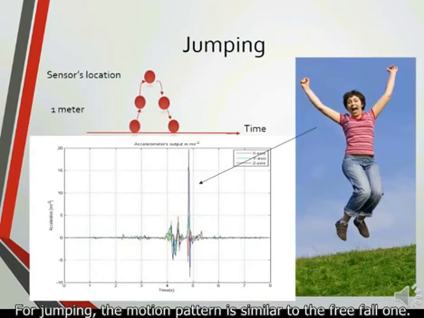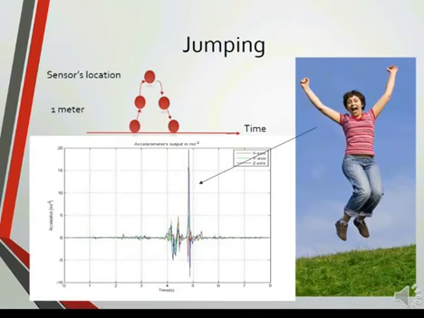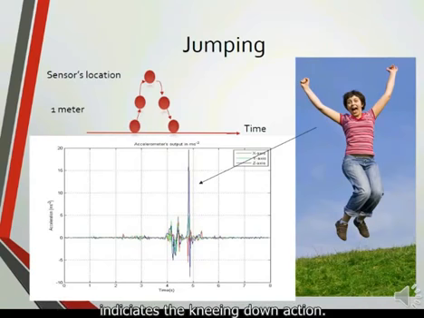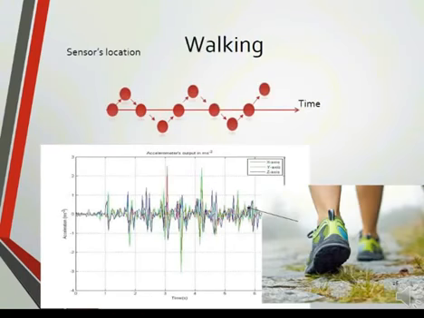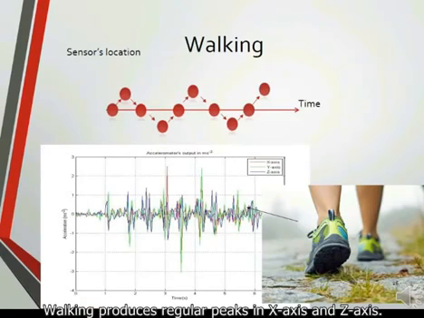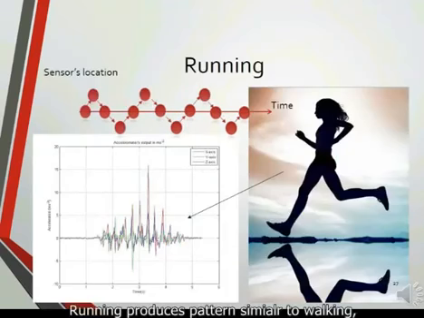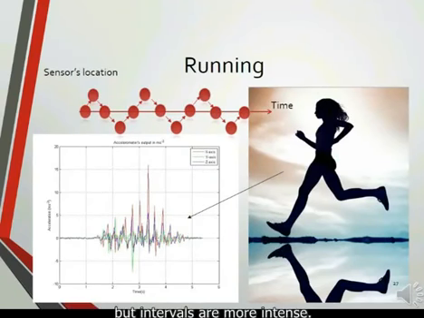For jumping, the motion pattern is similar to the freefall one. However, there is a small peak before the sharp peak, which indicates the bending down action. Walking produces regular peaks in the X-axis and Z-axis. The effect on the Y-axis is small. Running produces patterns similar to walking, but the intervals are more intense.